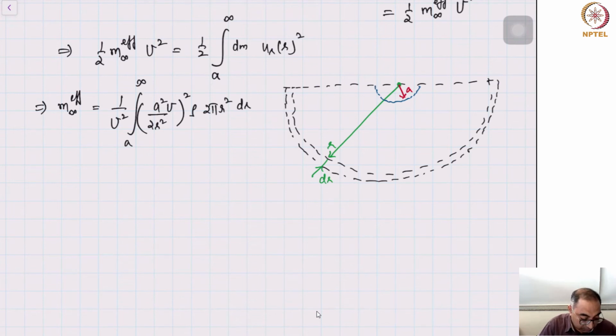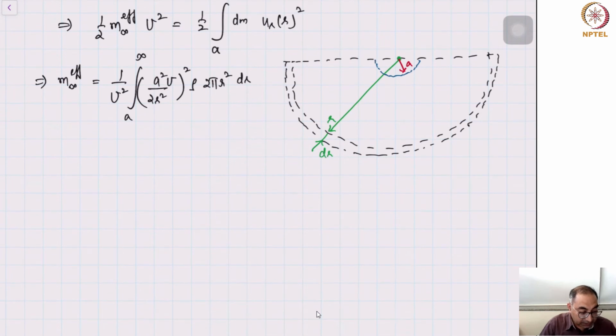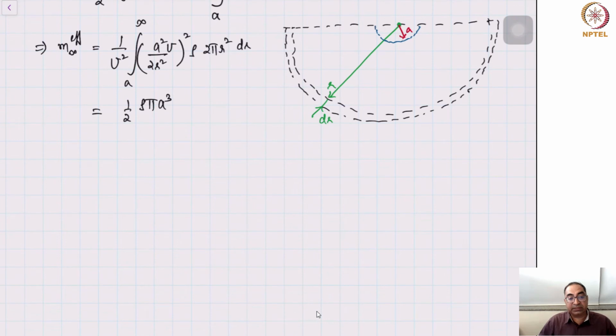So once I have this, I can do this integration, and you can easily verify that this integral will give me a value half rho pi a cube. I would like all of you to try out this integration on your own. So that gives me effective mass as rho pi a cube. Why do we get a finite value?